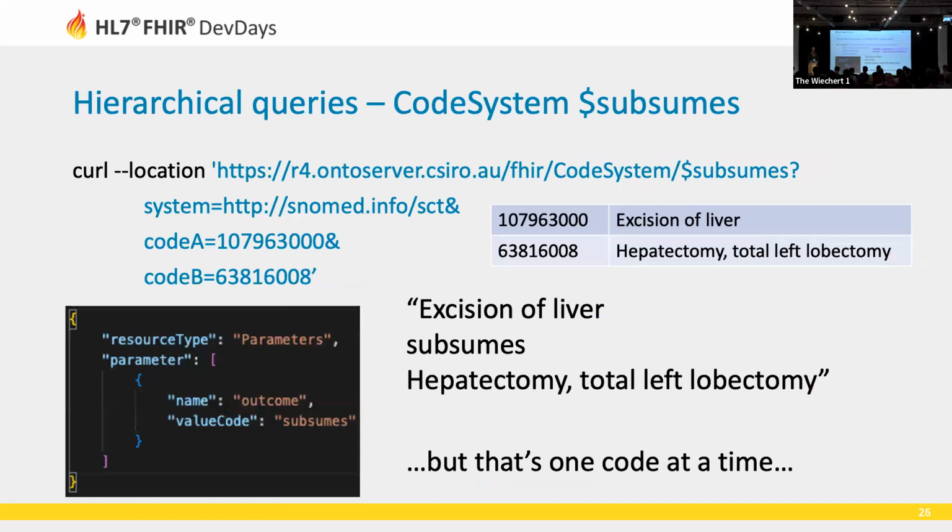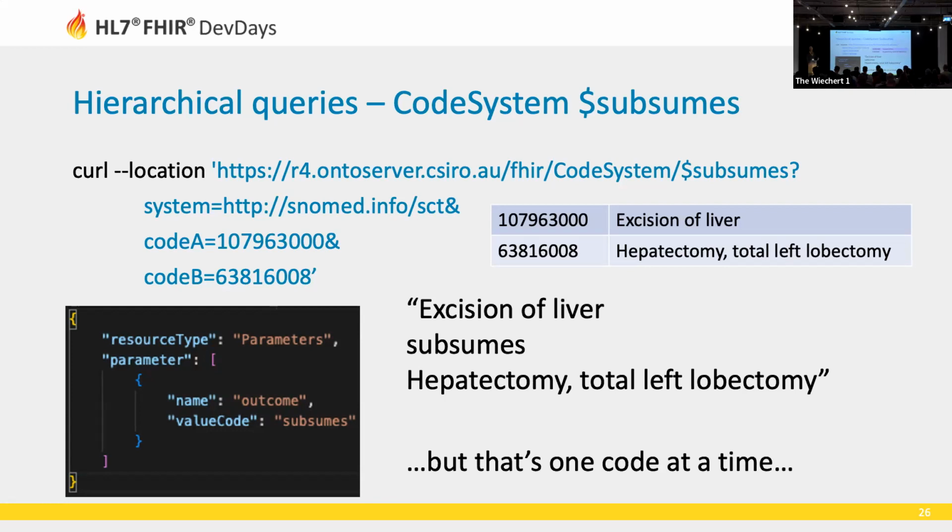So quickly moving on to hierarchical queries. Again, this is to try to explain what closure is about and why you might want it. So we can ask questions of the server like this to say, these two codes that we have here, how are they related to each other hierarchically? And that's what the subsumes operation does. So we pass in code A and code B, and it will come back and tell us the outcome down there is subsumes. So that's telling us that the excision of liver subsumes the total left lobectomy.